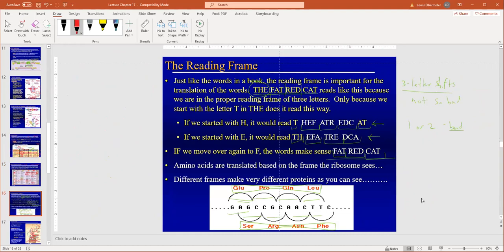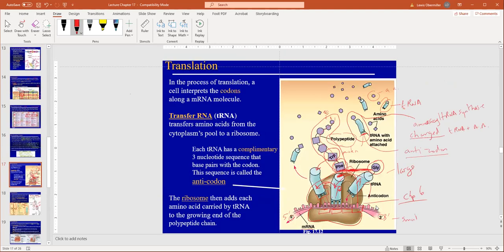And so I don't really need to go over this, but the ribosome moving over 1 letter instead of 3 will change every single amino acid, most likely. And that will wreck your protein.